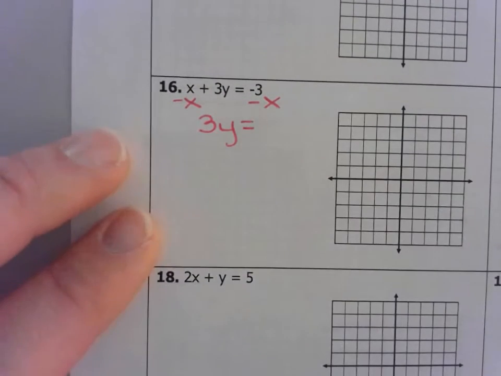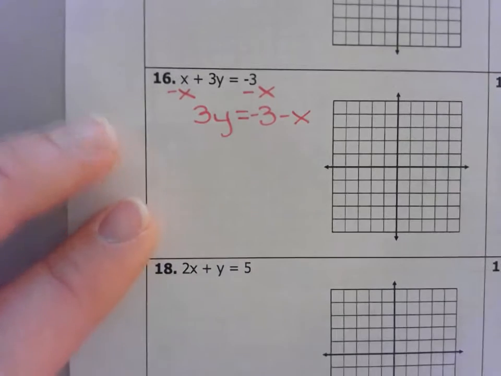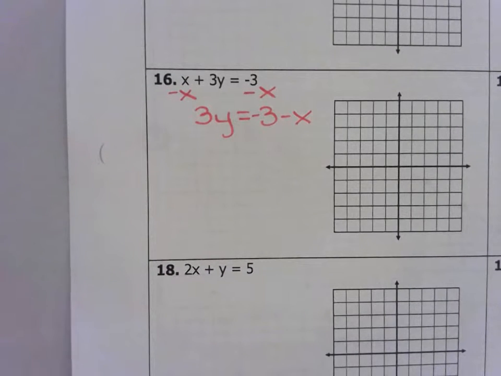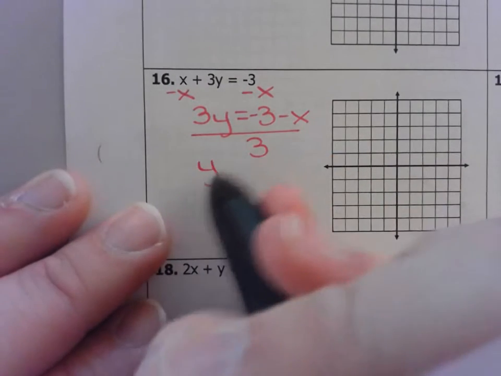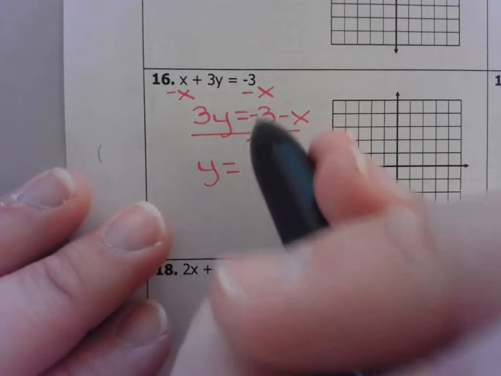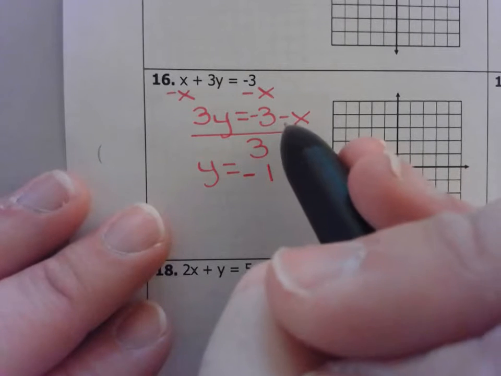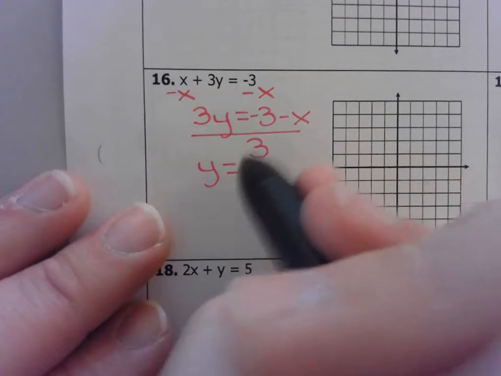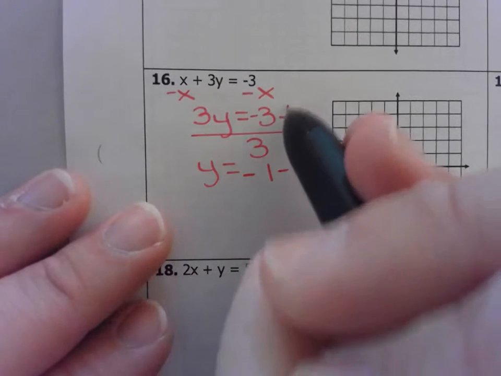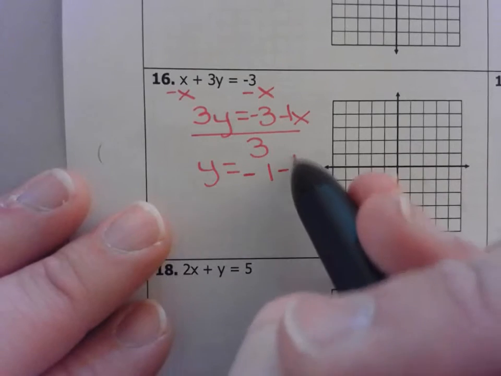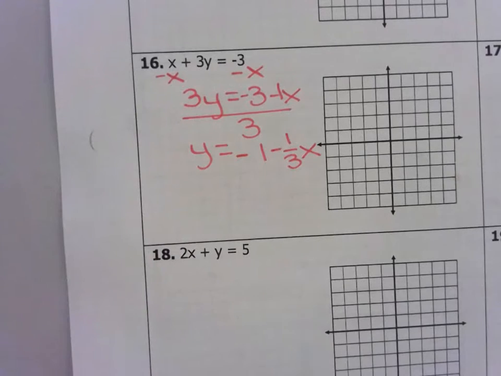Okay. So 3y equals, we're just minusing x. So just put negative 3 minus x. What do I do next? Divide by 3. So y equals negative 3 divided by 3, and then negative x over 3. So that's a negative 1 over 3. Put your fraction. 1 over 3 is just a third. So negative 1/3 x.